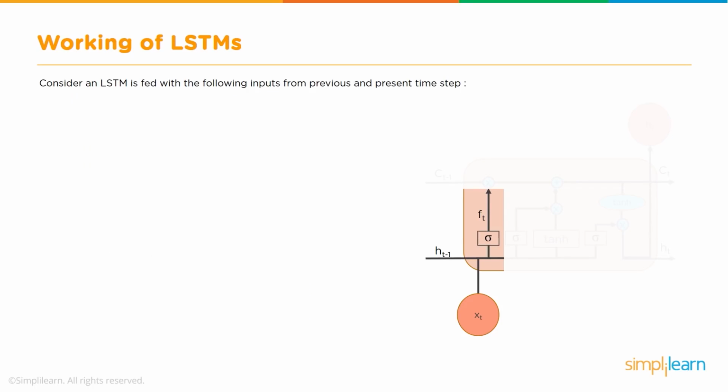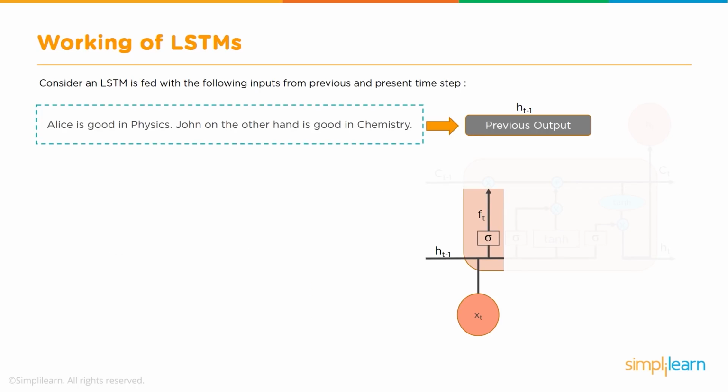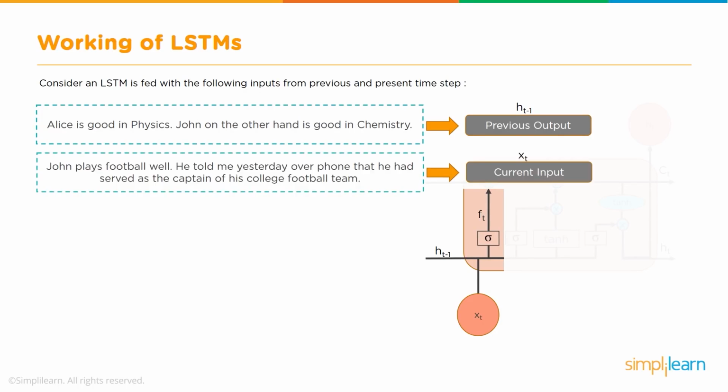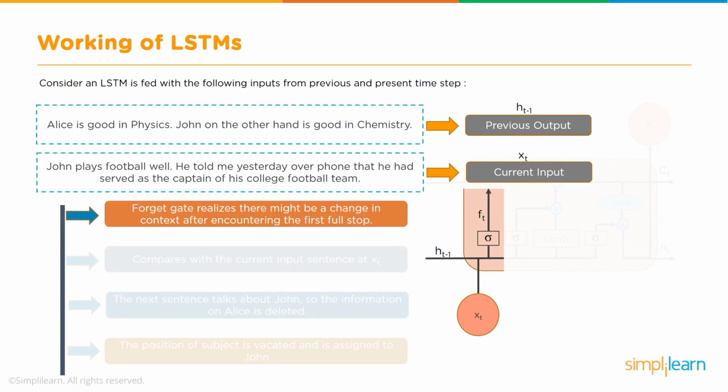Consider an LSTM fed with the following inputs from the previous and present time step. Alice is good in physics. John, on the other hand, is good in chemistry. So, previous output. John plays football well. He told me yesterday over the phone that he had served as a captain of his college football team. That's our current input.